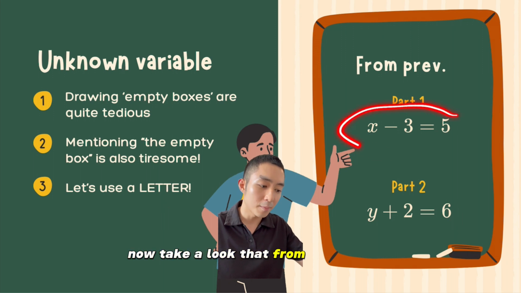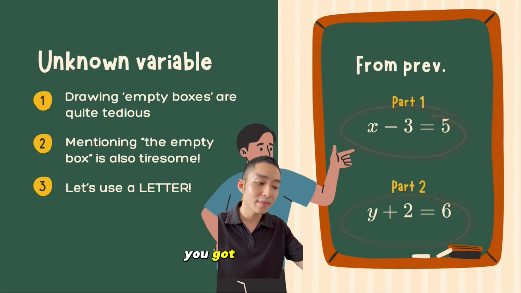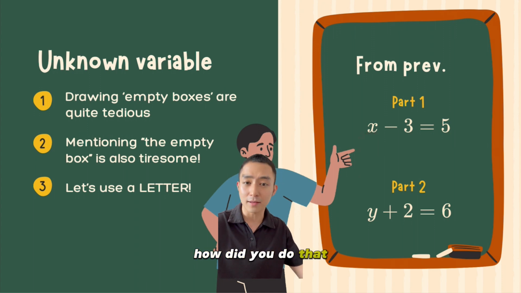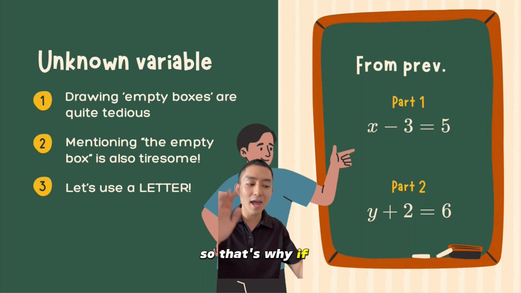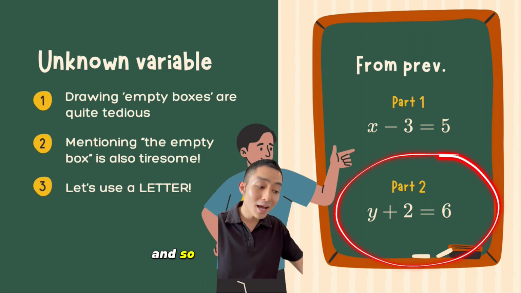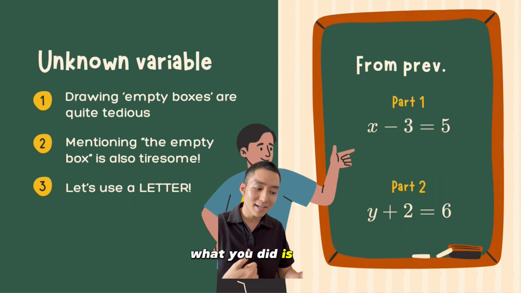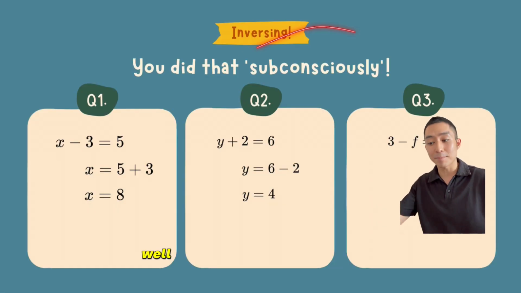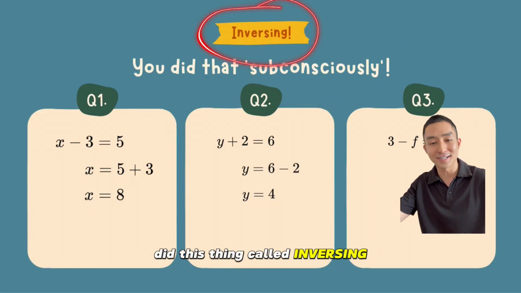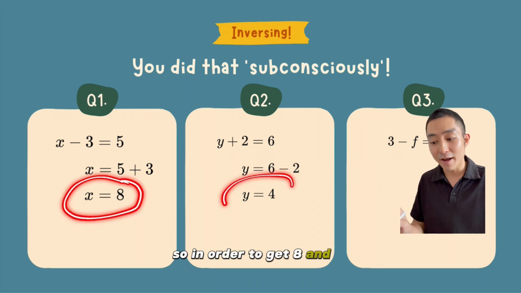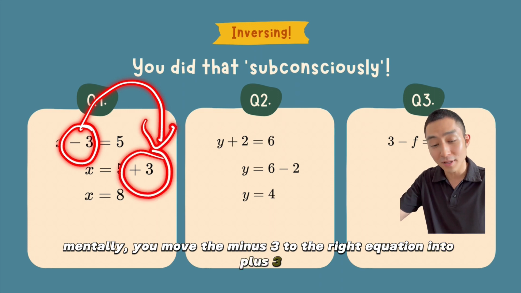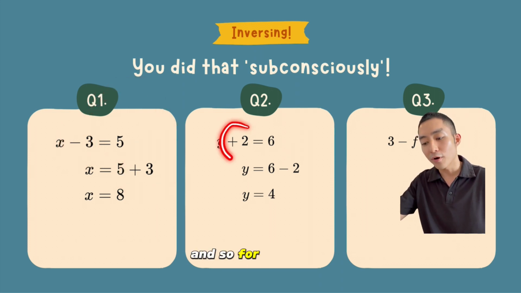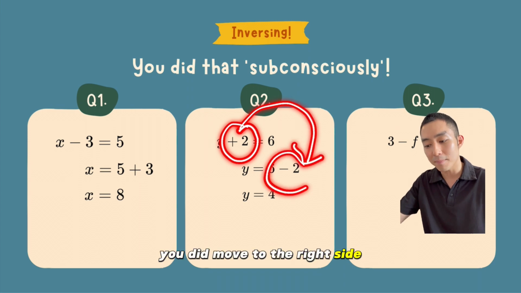Now, take a look that from the previous questions, you got that the x is 8. How did you do that? Maybe mentally, what you did is 5 plus 3 is 8. So that's why if 8 take away the 3, you get 5. And so does the one down here. What you did is 6 minus 2, so you get that the y is 4. Your brain just subconsciously did this thing called inversing. So in order to get 8 and 4, mentally you move the -3 to the right side of the equation into +3. And for the +2, you moved it to the right side and it becomes -2.